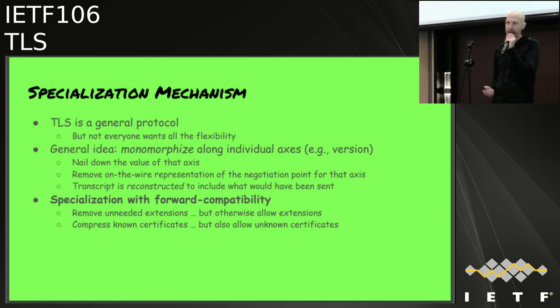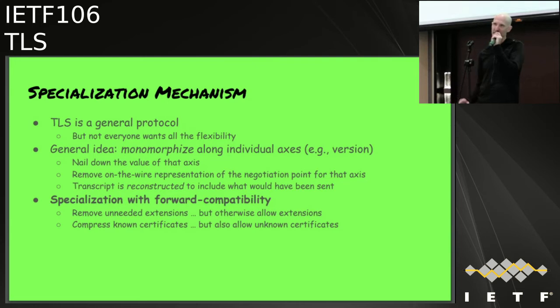And so the idea we had, actually due to Karthik Bhargavan, is to, and I'm going to steal a term from Rust, monomorphize. So you have a generic system, which is polymorphic, and what you do is you monomorphize it. You take a given axis of flexibility, say the version number, and you say, well, in principle the system supported 1.3 and 1.4 and 1.2, but we're going to monomorphize it down to 1.3.